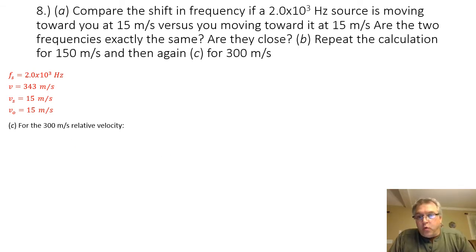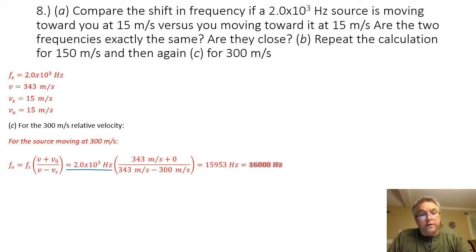We're going to do this one more time, but now increasing the relative velocity between the source and the observer to 300 meters per second. Again, we are still using positive velocities because our source and observer are still going to be moving toward one another. For our first scenario, it is the source moving at 300 meters per second. So my source is moving and my observer is stationary.